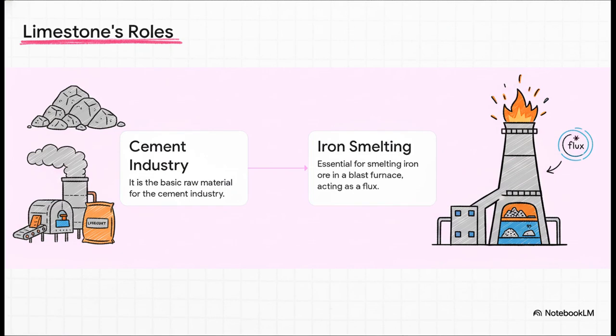Now, the importance of limestone is just immense. It has two very critical roles. First, it is the number one raw material for the cement industry. You cannot make cement without limestone. Second, it is essential for making steel. In the giant blast furnaces, it's used to help purify the iron ore. In this process, it acts as a flux. Remember that keyword for your exams, flux.